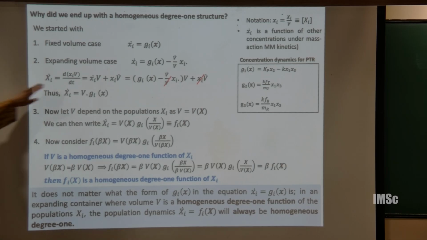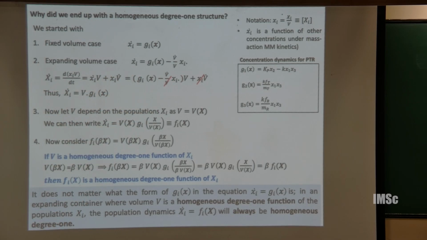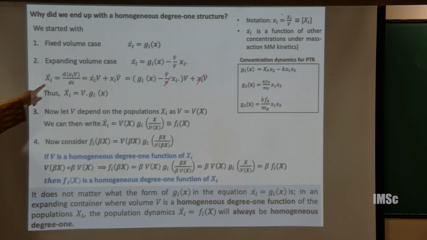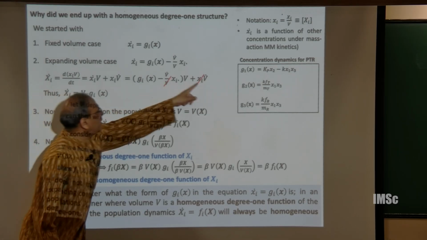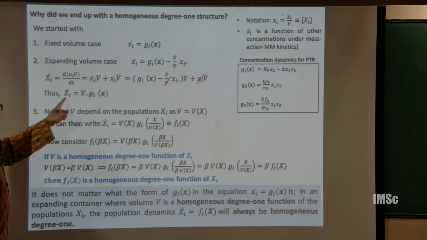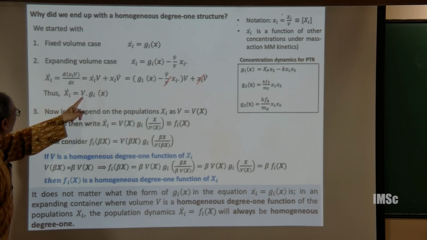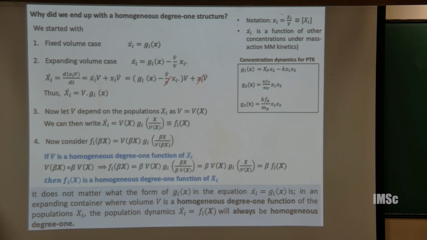In the expanding volume case, we have to add this dilution term, and now we can write down capital Xi dot, the rate of change of the population, and as I said earlier, these two terms cancel. Okay, and you are left with capital Xi dot being simply the volume times Gi of x. Okay, and that's generic.